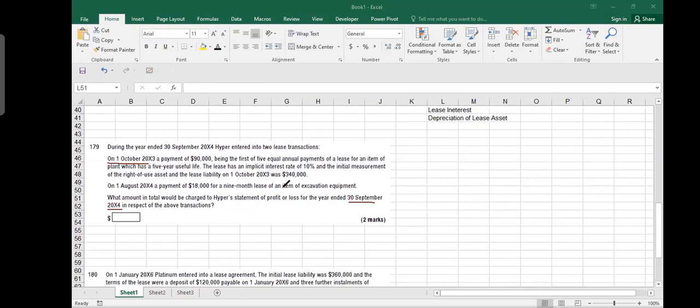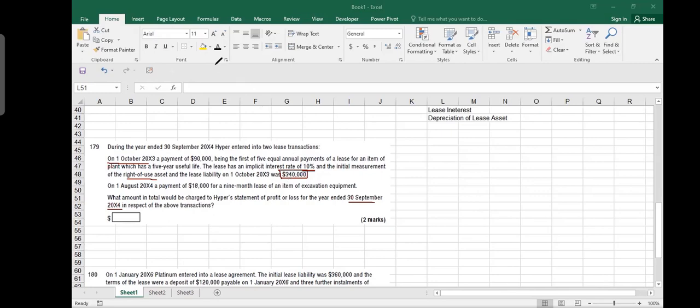We made a payment of 90,000, being the first of 5 equal annual payments of lease on an item of plant which has a 5-year useful life. The lease has an implicit interest rate. Your interest rate on the lease balance is 10%. And the initial measurement of the right of use asset and the lease liability is 340. So your lease liability is 340,000 and lease asset is also 340,000. I explained to you last time that this right of use asset or lease liability is actually the present value of your future payments.